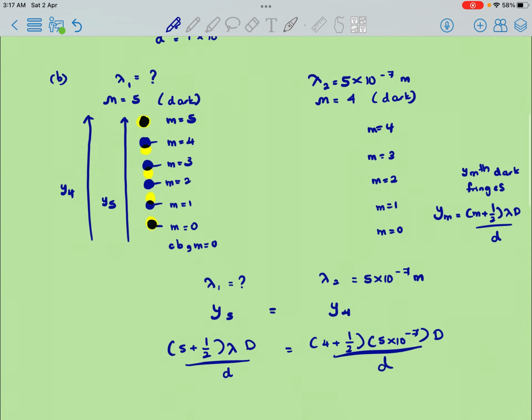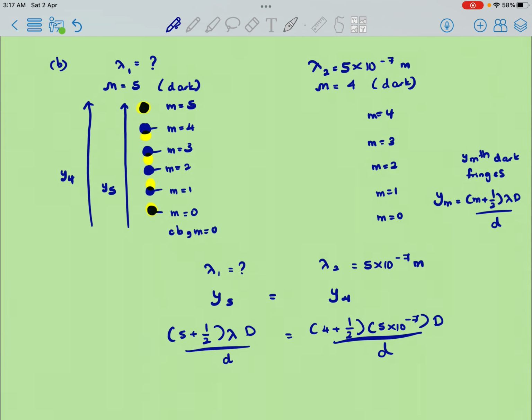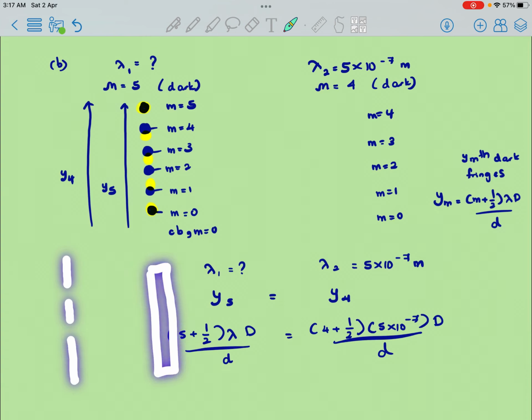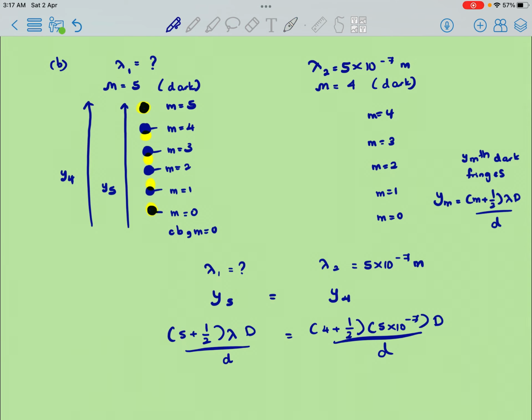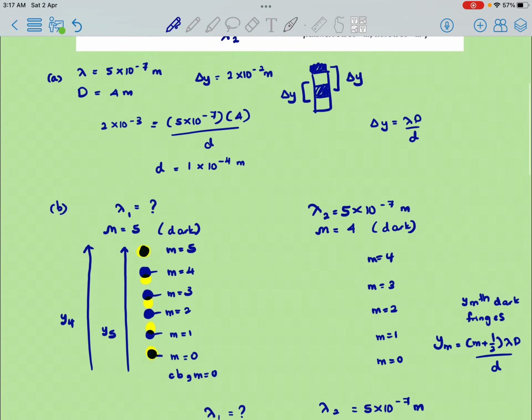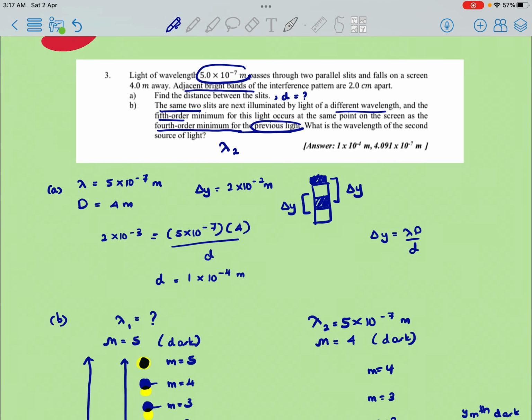Because it uses the same experiment setup, the double slit is the same. This is the setup of the experiment, for example. Let's say this is your screen. So our D is the same, and our distance between the two slits is the same, so we can cancel them. Also, the question says the same two slits are then illuminated. It uses the same setup because of the keyword phrase, the same two slits.